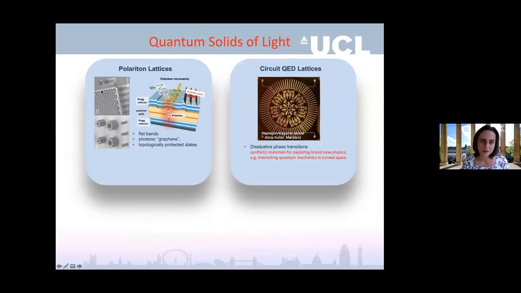So in terms of polariton lattices, quite a lot was done on the single particle level, quite a lot of interesting physics, including all the topological phenomena such as flat bands, photonic graphene was realized, a lot of topologically protected states have been seen, but the interactions, while present, are not yet very strong.